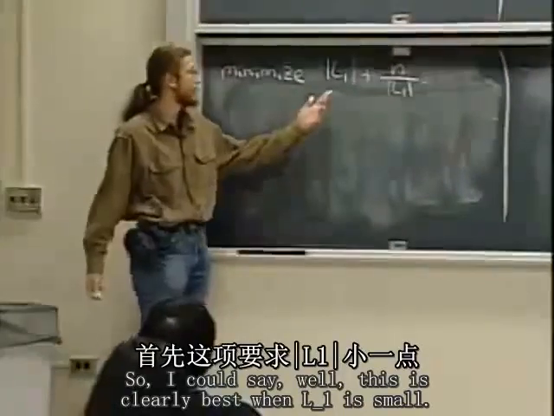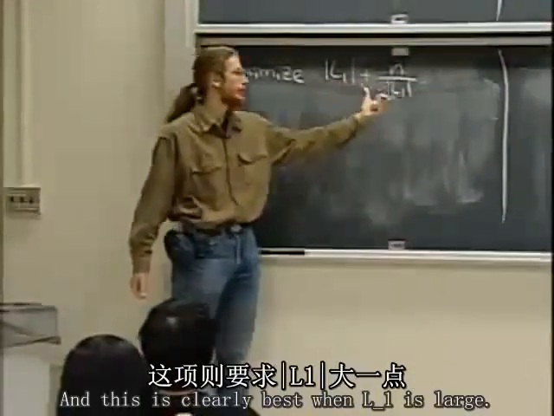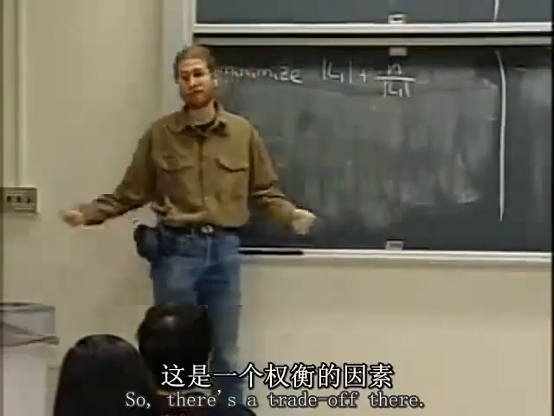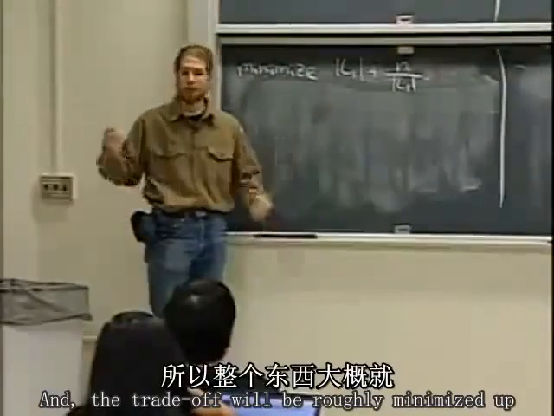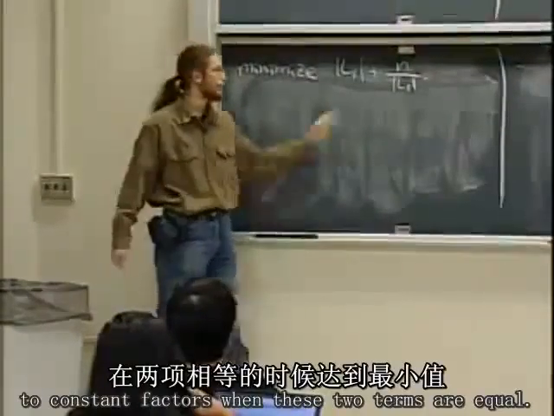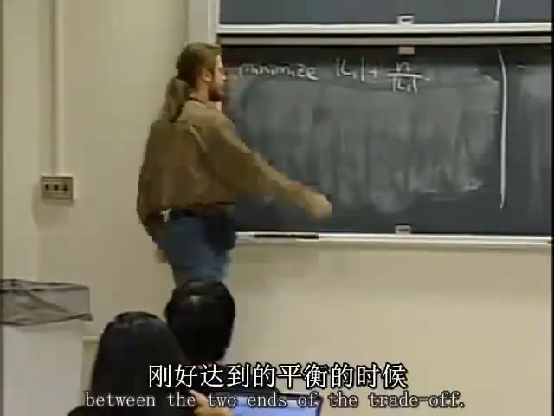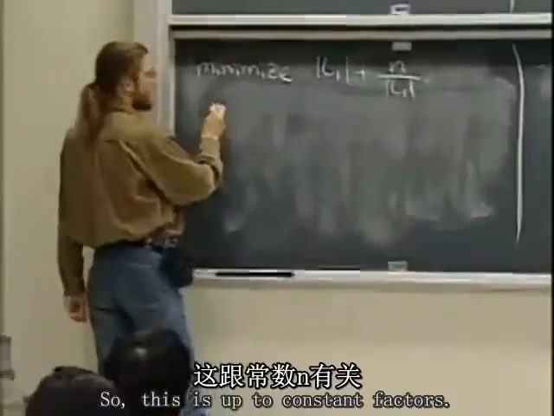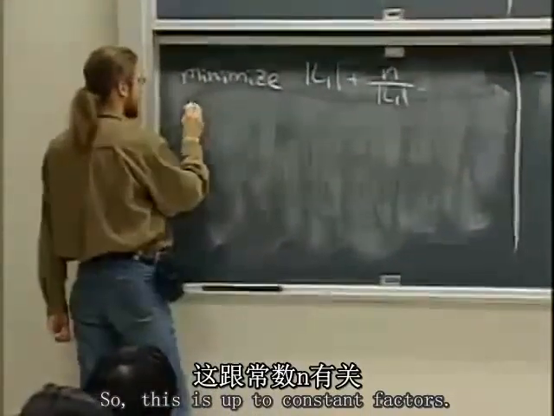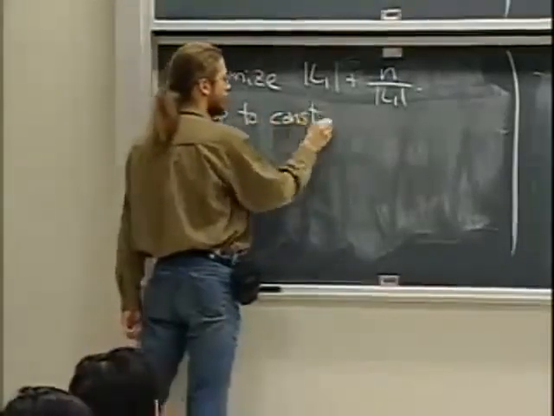So I could say, well, this is clearly best when L1 is small. And this is clearly best when L1 is large. So there's a trade-off there. And the trade-off will be roughly minimized up to constant factors when these two terms are equal. That's when I have pretty good balance between the two ends of the trade-off.